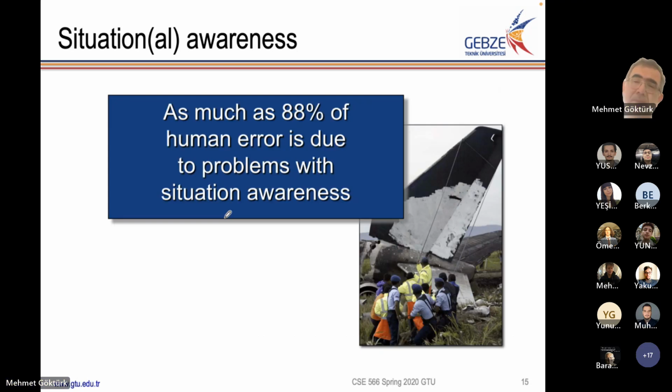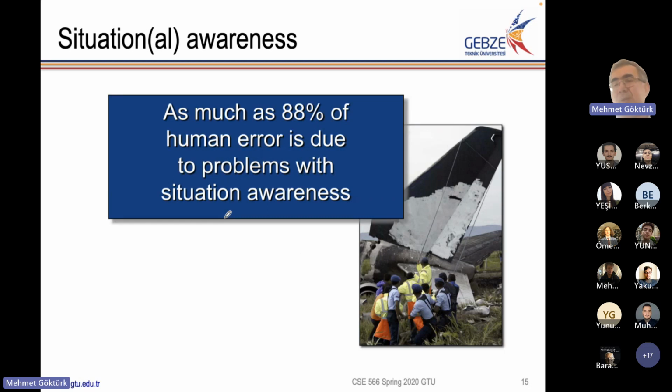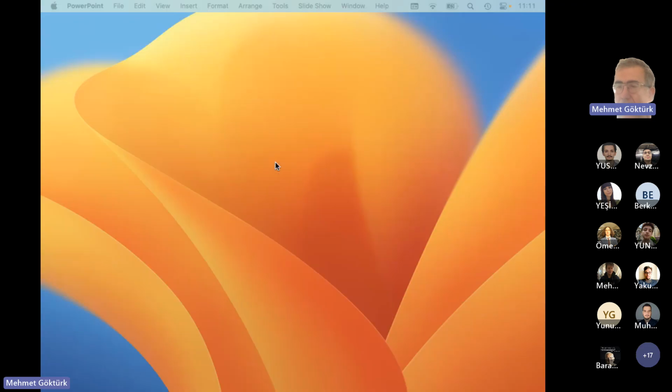So, as I said here, today around 88%, 90% of human error is due to problems with situational awareness. So many times we say human error, but the human is not the one to blame. It's a human error, but we can't blame them. So let me give a small break to discuss something else about situation awareness.